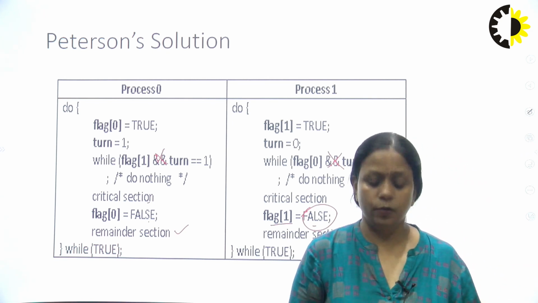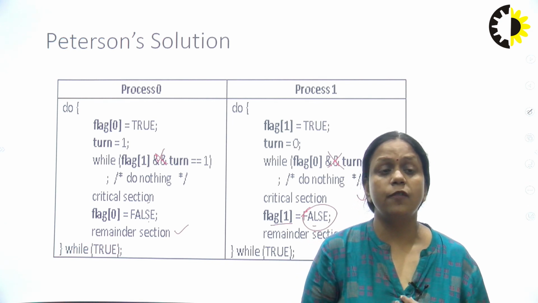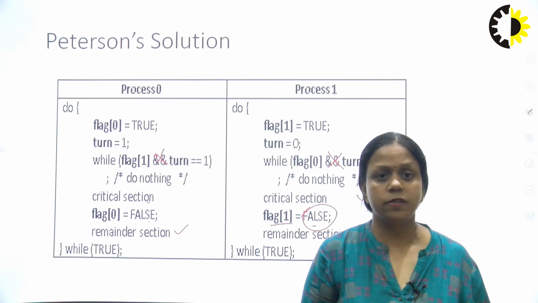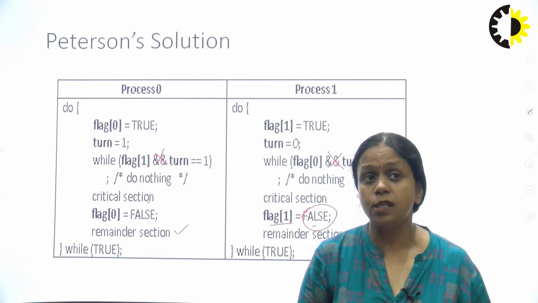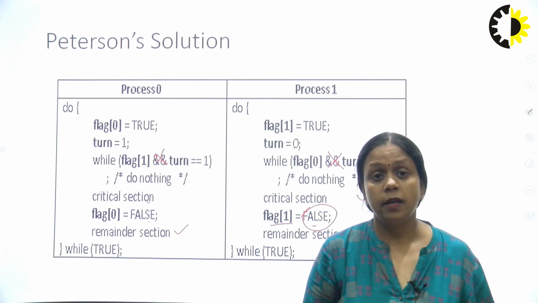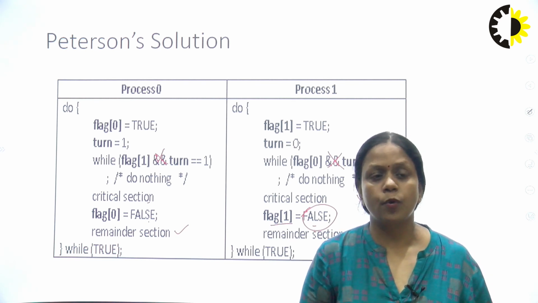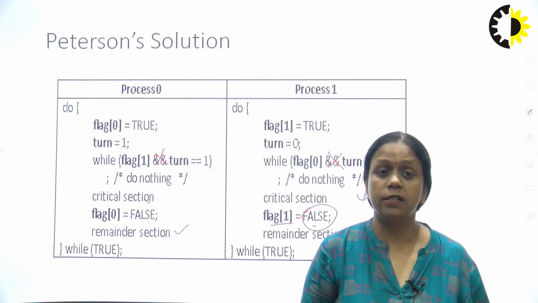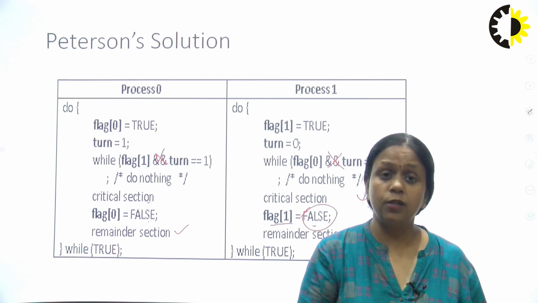So it is a very good solution, because it preserves all the necessary conditions of the critical section. First is mutual exclusion, because in this case only one process can enter the critical section. Both processes cannot enter the critical section. Second one, progress. So no process will block the other process. It is going to give the turn to the other process.